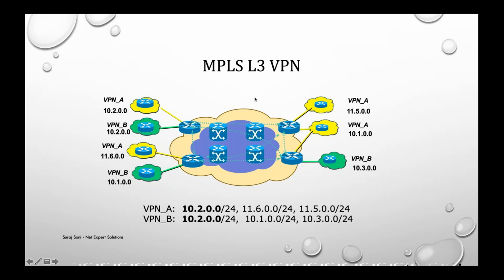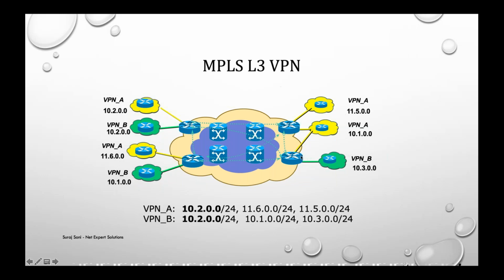Now the other application is MPLS VPN. We are going to talk right now about the L3 VPN, not so much the L2 VPN. L2 VPN is a different story, and I will explain that later on. Right now, this is one of the very widely used types of application of MPLS, which is L3 VPN. So here, forget about VPN A, VPN B.